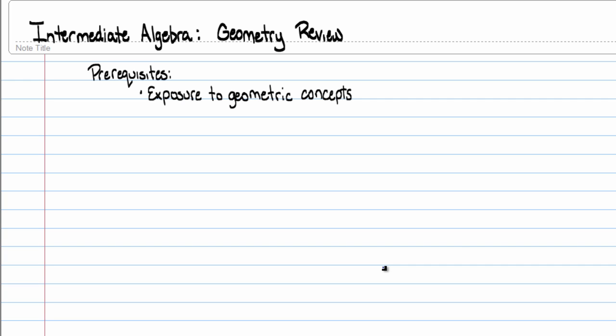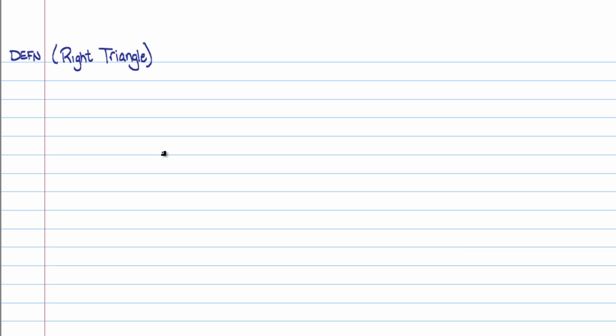The prerequisites that I expect people to have when they're watching this video is that they have some exposure to geometry. You also need to know, obviously, some arithmetic and some stuff from elementary algebra, but this is part of an intermediate algebra review, so therefore it's assumed that you've had Algebra 1 or elementary algebra. We go ahead and start this off with some basic information like what is a right triangle.